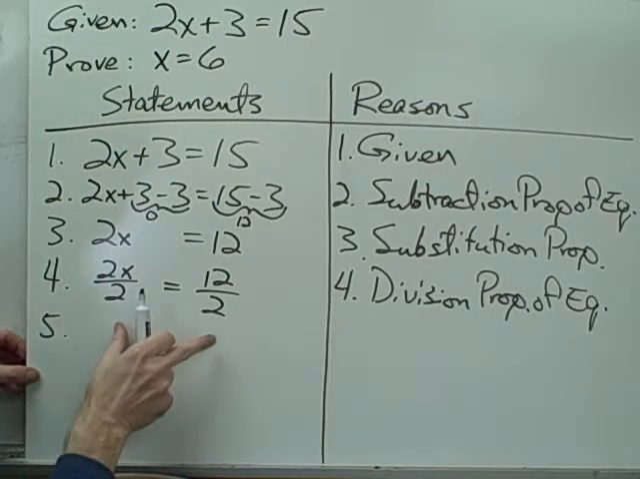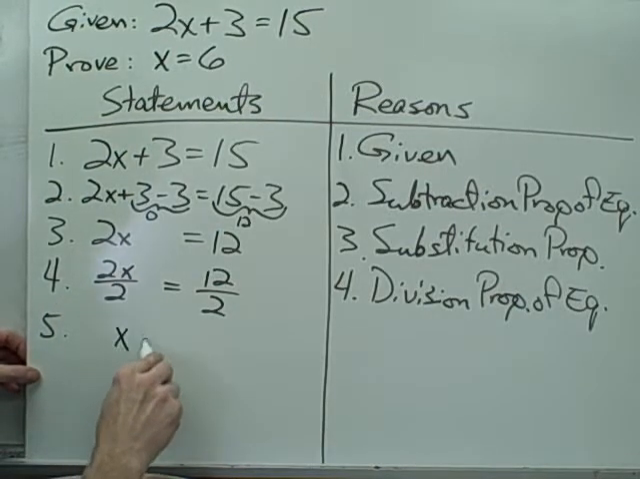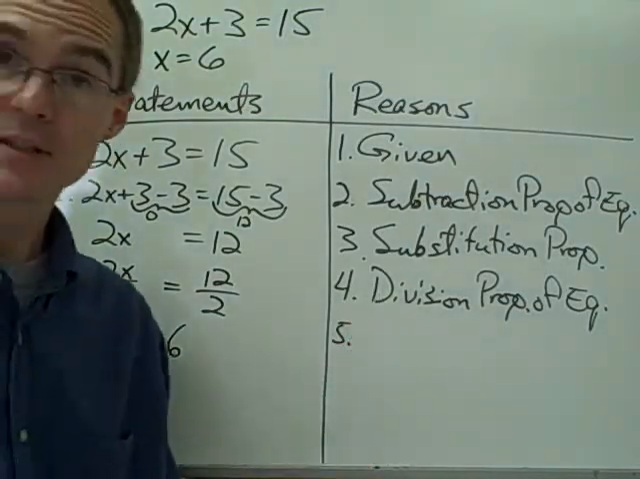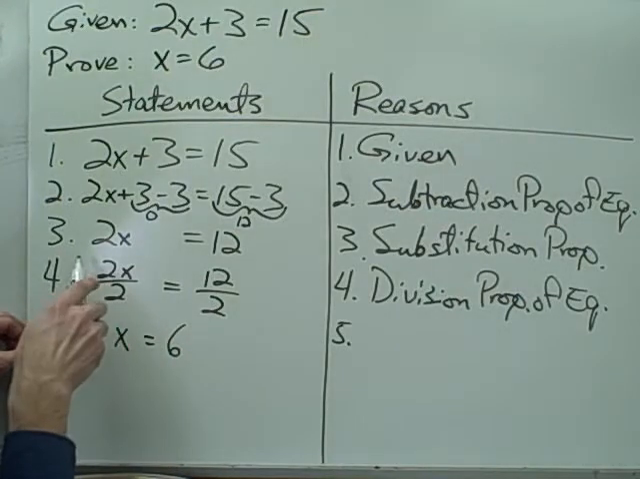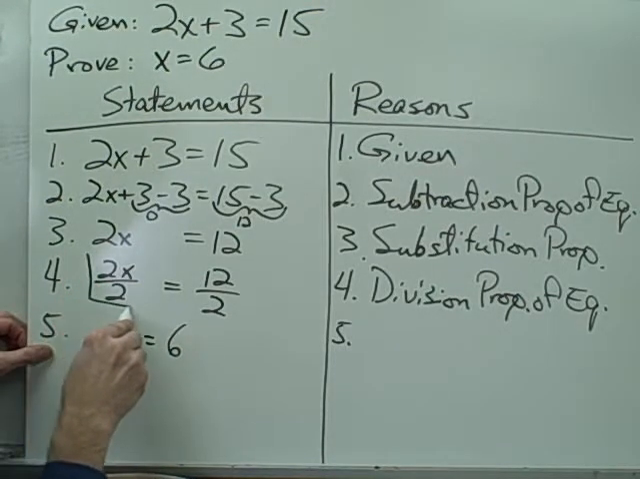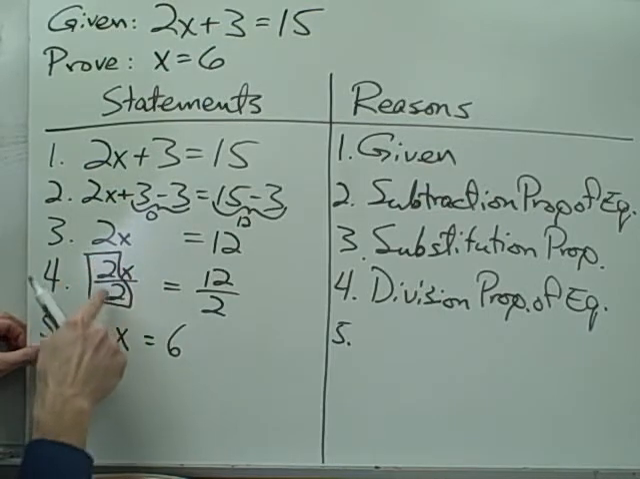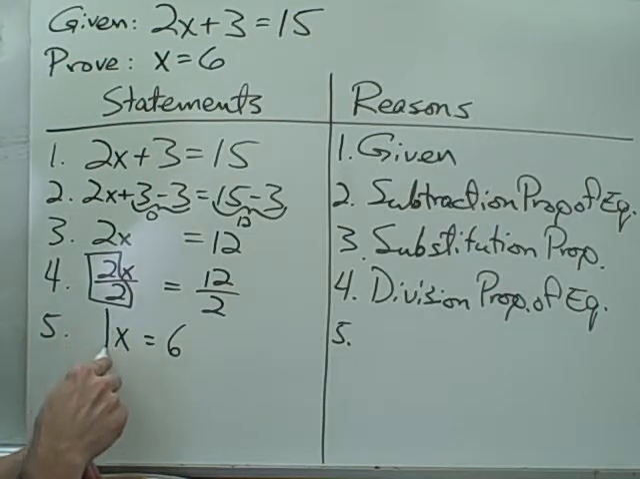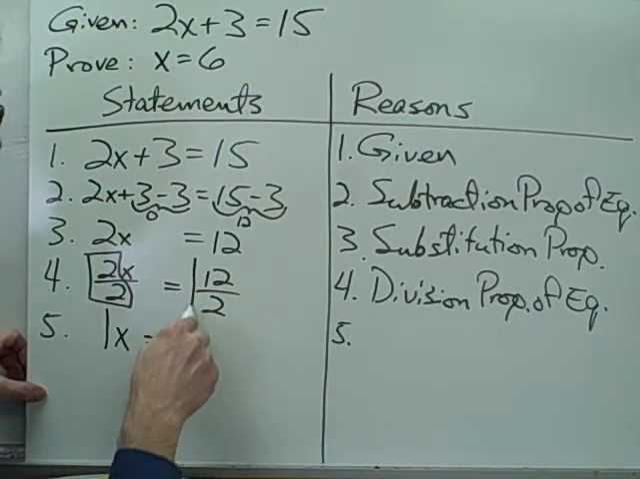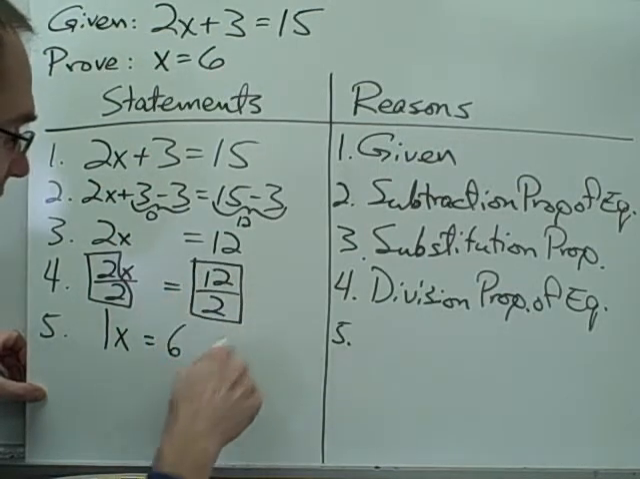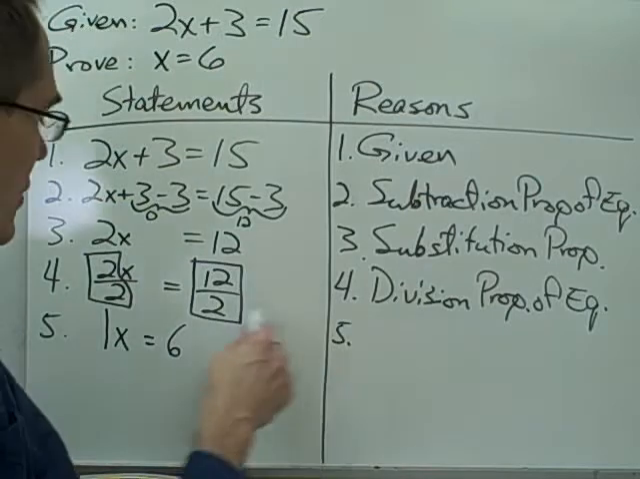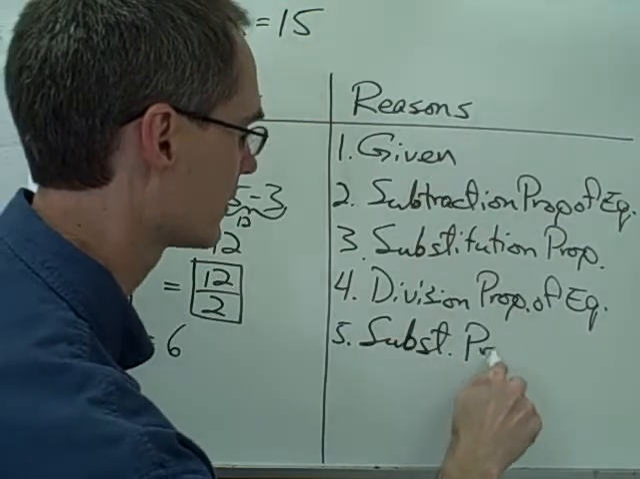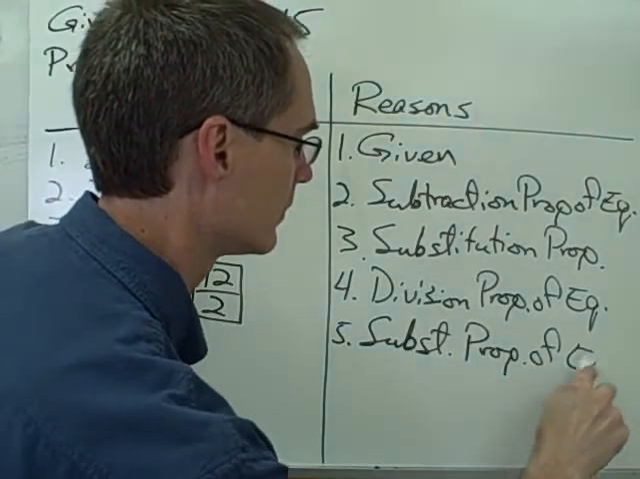And now finally my last step, my 2's are going to cancel out here, which gives me x. 12 divided by 2 is 6. And this one, it may be difficult for you to see, at least for right now, but again what I'm doing here is I am using my substitution property of equality, and for 2 divided by 2 I'm going to substitute 1. So this 2 divided by 2 becomes 1, if you want to put the 1 there. And for this 12 divided by 2, I'm going to substitute 6. So that's going to be my substitution property of equality.